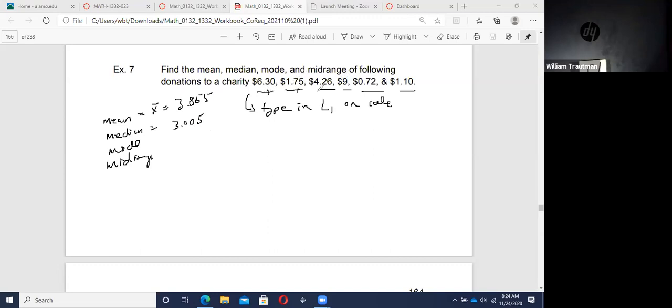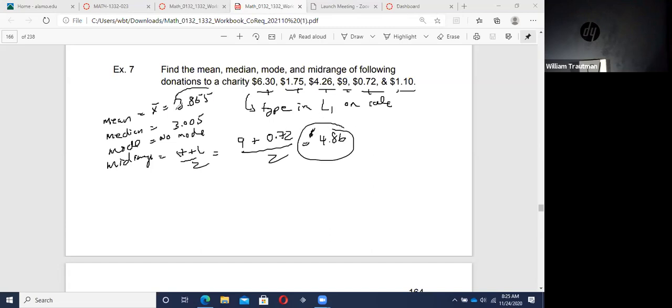Mode is the number that occurs the most often. None of these numbers occur more than one time. They're all different. So there is no mode here. No number occurs more than the other. And mid-range is the highest plus the lowest divided by 2. The highest number is $9. The lowest number is 72 cents. And I'm going to divide that by 2. 9.72 divided by 2. And my mid-range is $4.86.